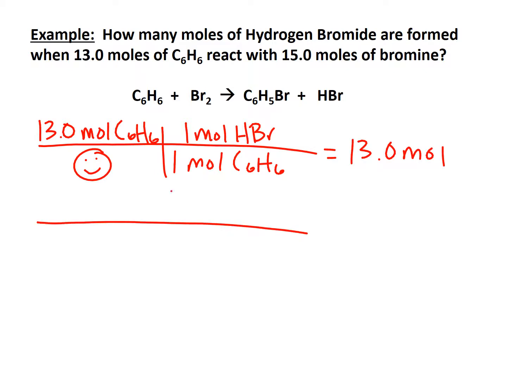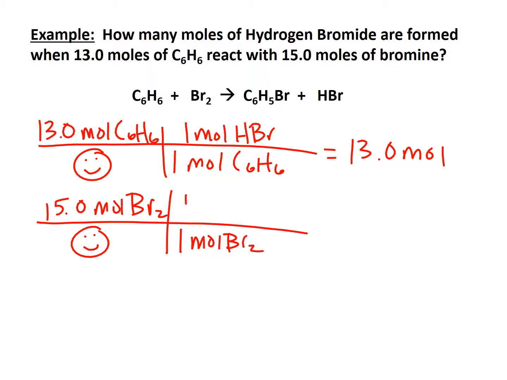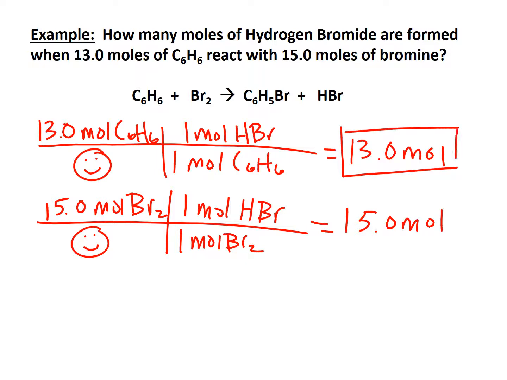We'll run the stoichiometry for the next given quantity, which is 15.0 moles of bromine. I see that there is 1 mole of bromine for every 1 mole of HBr formed. That means that 15 moles of bromine will form 15.0 moles of product. We look at both of the quantities produced. 13 is smaller than 15, so the limiting reactant in this case is C6H6.